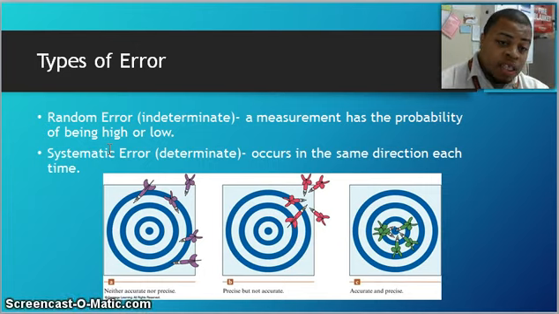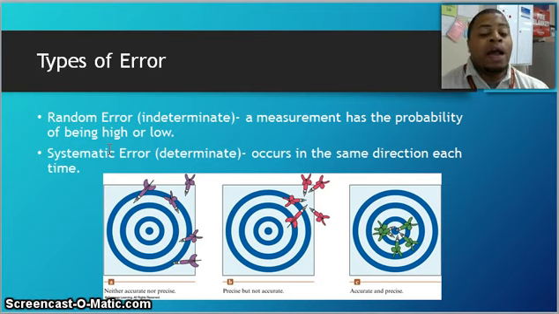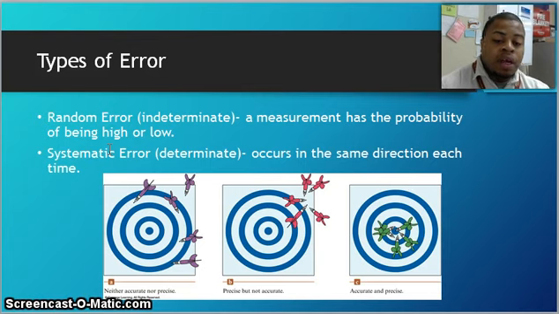Now, with this, we can get a couple of different types of error introduced. And we're going to use the same diagram that we had to sort of understand what's going on. The first type is random error, or indeterminate error. This means that the measurement has a probability of being high or low. Now, look at diagram A. This would have a high amount of random error. You notice that there's no defined area where they're far off the mark. It's just all over the place.